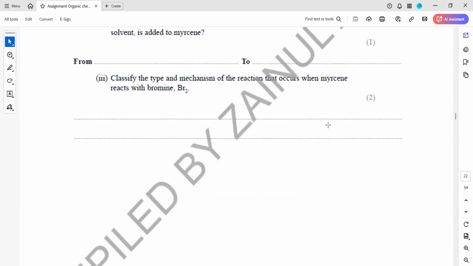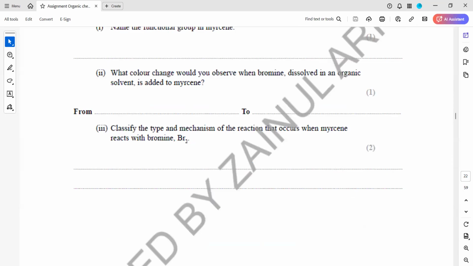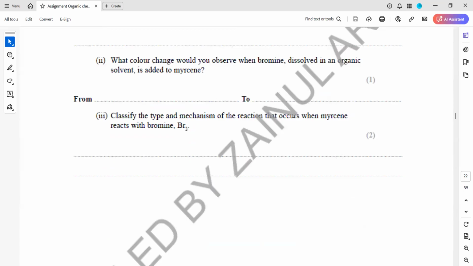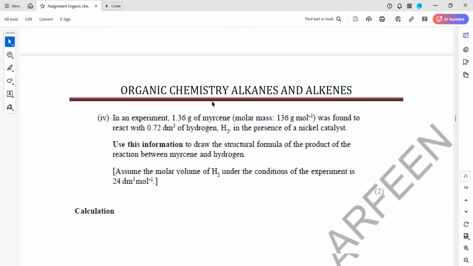Classify the type and the mechanism of this reaction. The actual color of bromine in an organic medium is red or brown. That's the right color, but they accept orange. Orange or yellow is for aqueous bromine. So what is the type of the reaction? Because the bromine is added to an alkene, the type is electrophilic. And what kind of mechanism happens? It is addition. So it's an electrophilic addition.